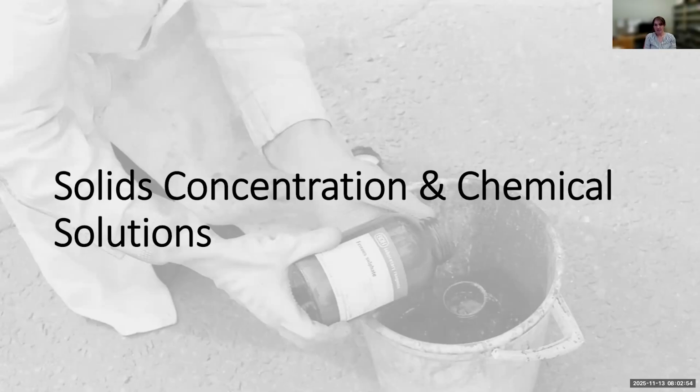So first, let's talk about solids concentration and chemical solutions. Understanding solids concentration and chemical solutions is important to ensure that the concentration of chlorine added to our drinking water is at a safe level to protect public health. We want to make sure that we're adding enough chlorine to stop the growth of pathogenic microorganisms, those microorganisms that cause disease, while making sure that we don't overchlorinate, which can cause illness and can increase the formation of disinfection byproducts. As operators, you have to carefully monitor and adjust chlorine levels to follow federal requirements to make sure that you're in compliance with safe drinking water quality standards.